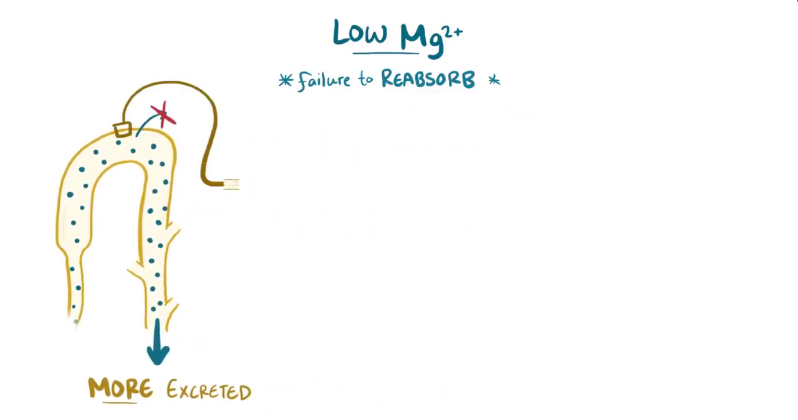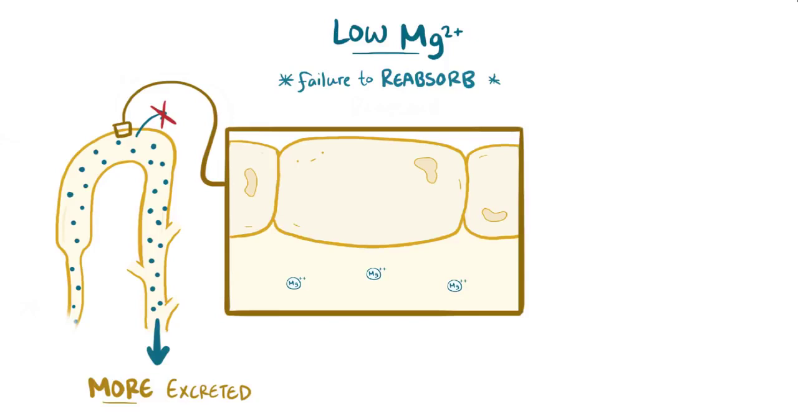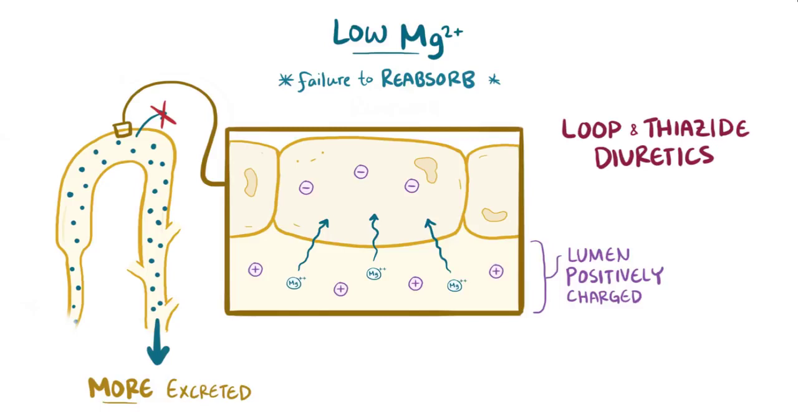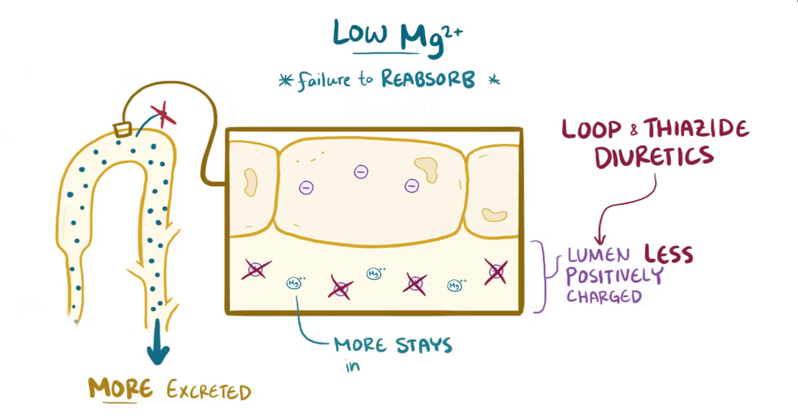Magnesium reabsorption is mostly a passive process, where the positively charged magnesium ion follows the electrochemical gradient and moves from the positively charged lumen into the cells lining the lumen, which usually have a negative charge. Now, loop and thiazide diuretics can disrupt this process, because they both make the lumen less positively charged, and this diminishes magnesium's electrochemical gradient and causes more of the ions to stick around in the filtrate and get peed out.